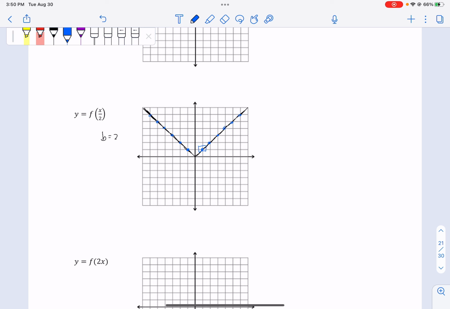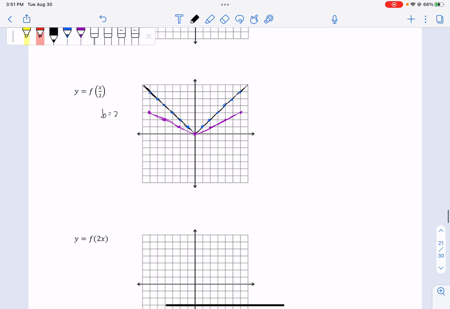This has a value of 1, so it becomes 2. This has a value of 2, so it becomes 4. This is a value of 3, so it becomes 6. So on and so on. This has a value of 0, so 0 times 2 is still 0. Here, here, here. And we get this. So we're basically stretching everything by 2, or expanding by 2.